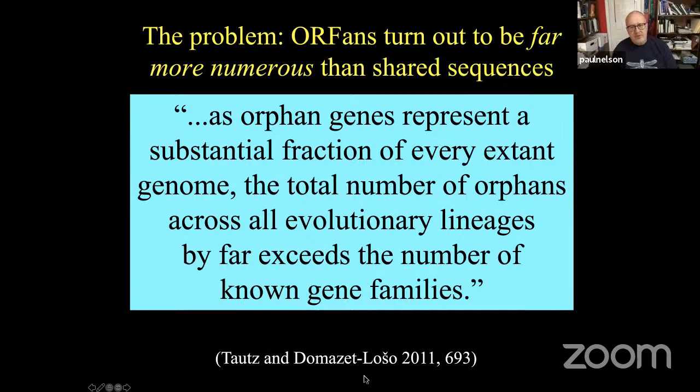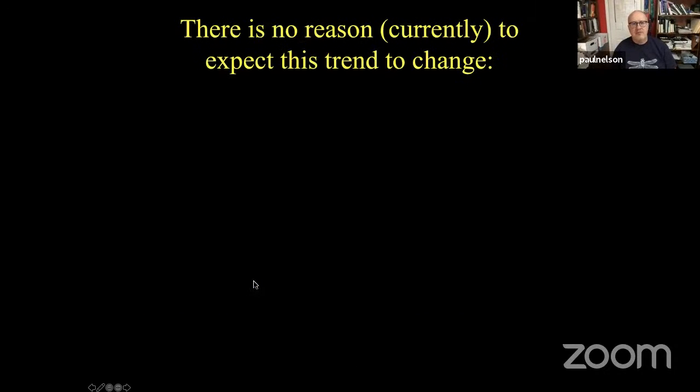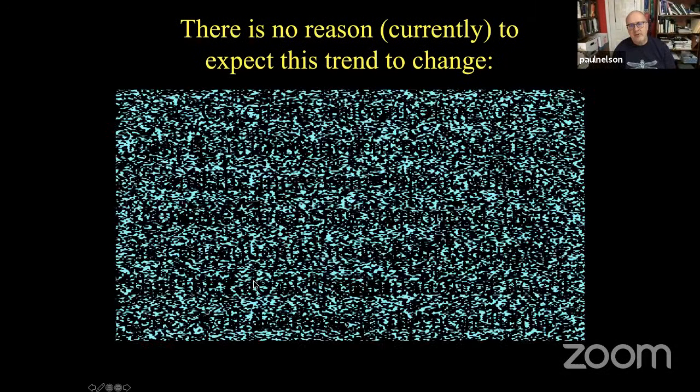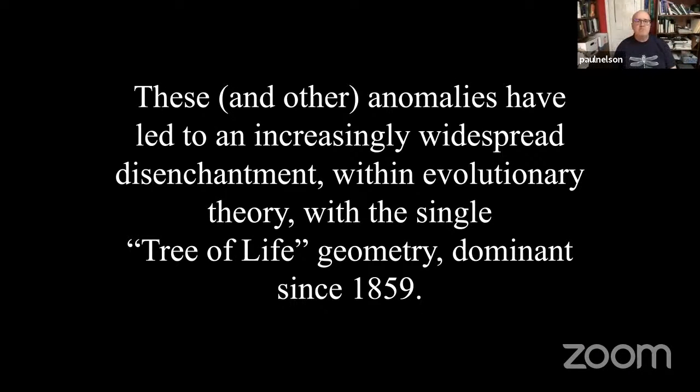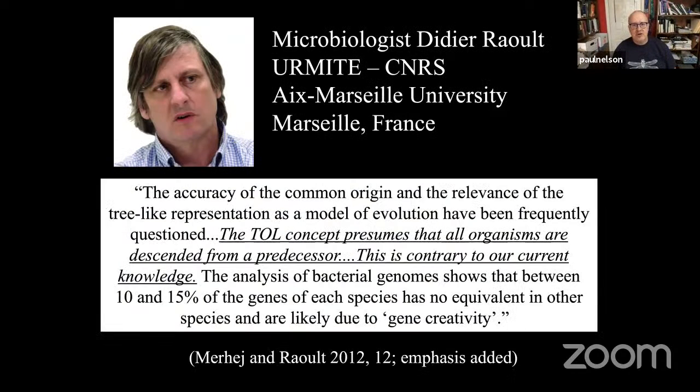This German group in 2011 said the total number of ORFans across all lineages by far exceeds the number of known gene families. And there's no reason to expect this to change. This sampling curve is not going to flatten. So this ORFan anomaly and others have given rise to a great deal of disenchantment with a single tree picture.